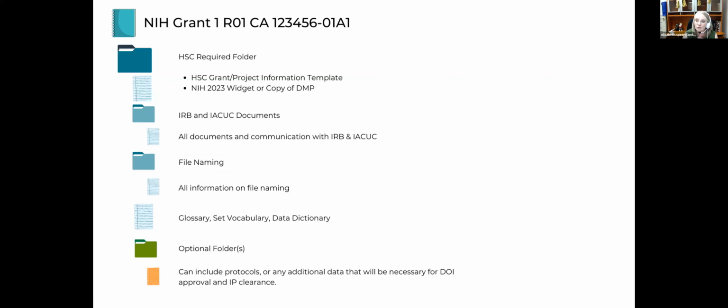And then you can choose to add additional optional folders to this required folder if you believe that you have any protocols or additional data that will be necessary for DOI approval and intellectual property clearance later on. So if there's something where you think, they're not going to be able to understand what we're doing without this one document, it really needs to be in here, great, put it in there. We're not saying this is all that can be in this folder, but everything here that's in this teal color is required.